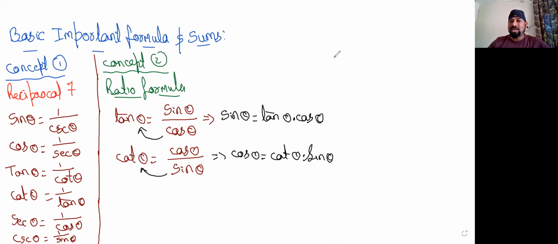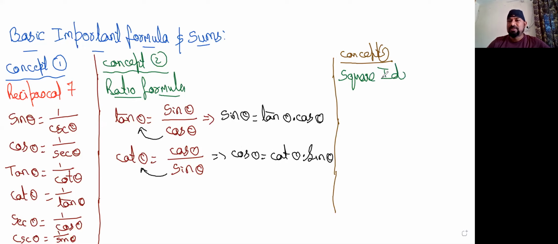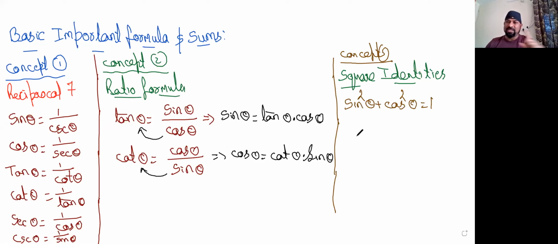Now, let us go for concept 3, which we like to call square identities. Square identities are the third concept. The square identities are 3. Sin square theta plus cos square theta is equal to 1. That is the first square identity.